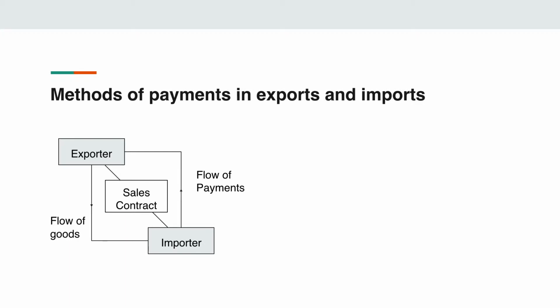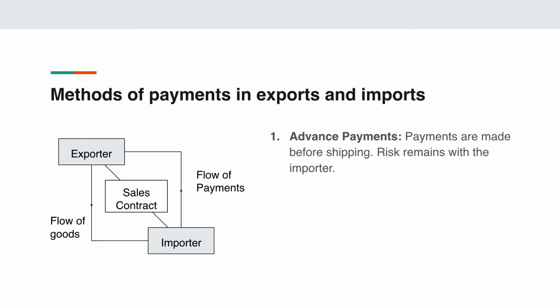To facilitate trade finance, there are two basic methods of payment. The first one, advance payment. In this method, payments are made before shipment of goods. All risk lies with the importer. In case the exporter does not ship after an advanced payment, the importer loses all her money. That's the big risk there.